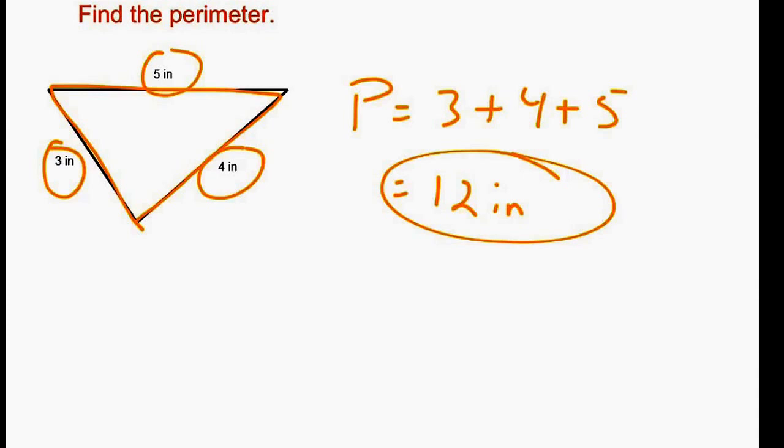Alright, so perimeter, distance around a figure. We're just adding all around the figure, each side. Don't forget, on certain figures where there's a height inside, we don't want to include that number. That's not part of the distance around the outside.